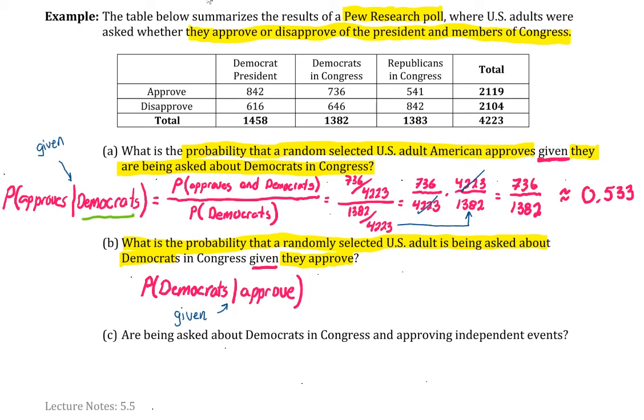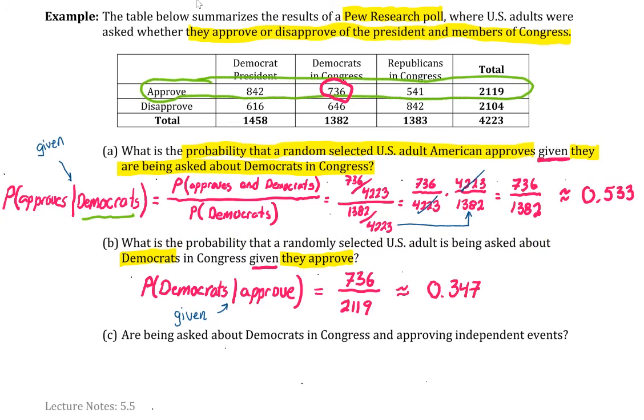Now, let's use the alternative approach to calculate this probability. Here, the condition is that they approve of the job they are doing. So if we restrict ourselves to just this group of people, and then ask ourselves, of that group, how many are being asked about Democrats? That would be the 736 out of that group's total, or 736 divided by 2,119, which is approximately 0.347.